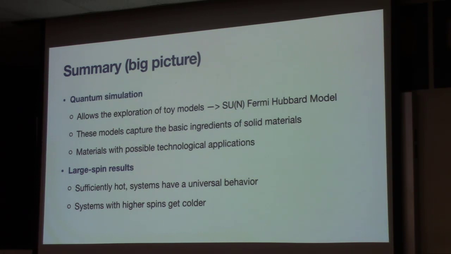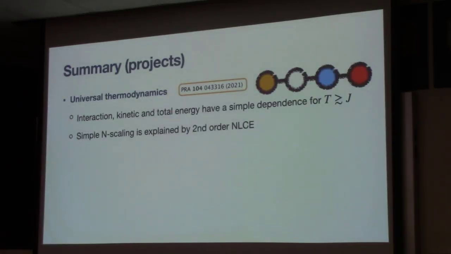And when we go to larger spin, when we go to this SU(N) and have more colors, when they are sufficiently hot, the systems have a universal behavior. And the other thing is that systems with higher spins get colder, like this 0.1 times tunneling story I told you, with the coldest fermions ever. So now to mention a little bit about each specific project.